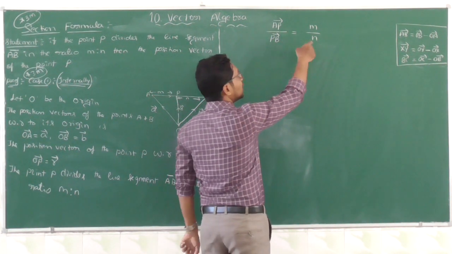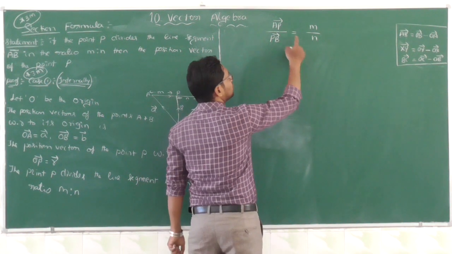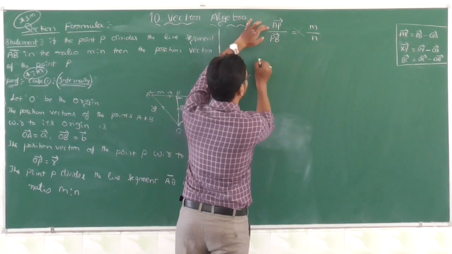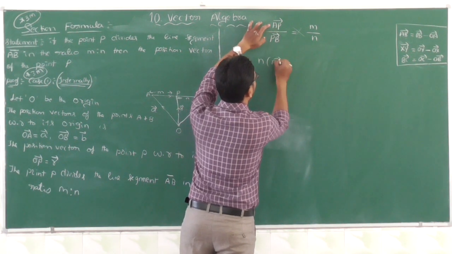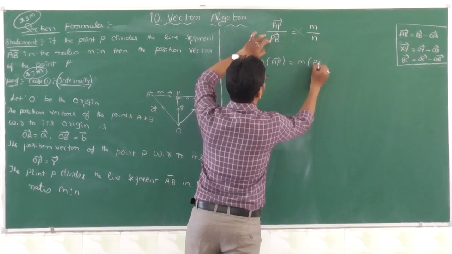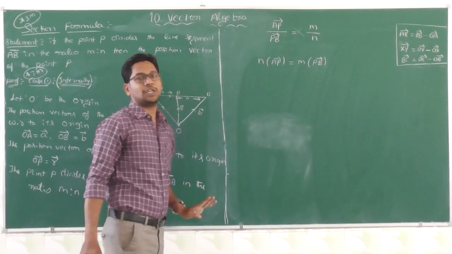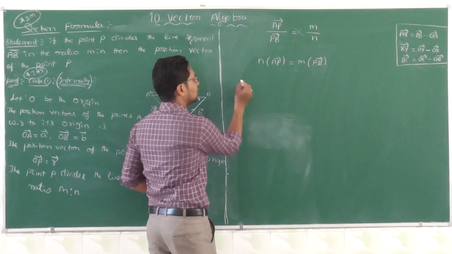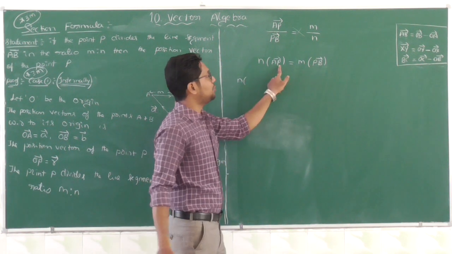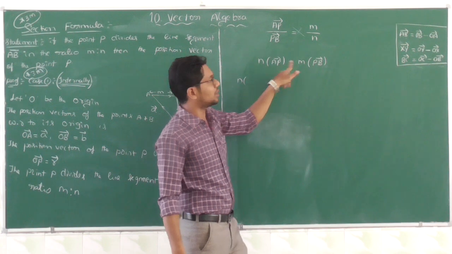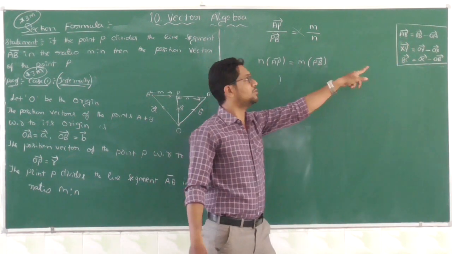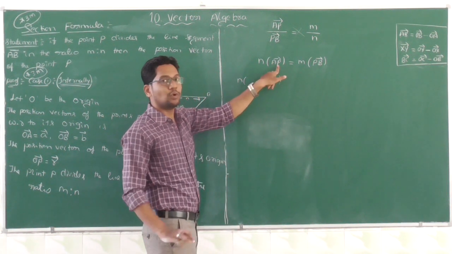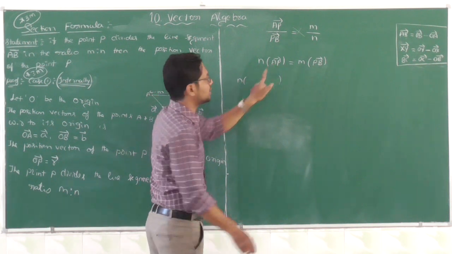Okay, before that, here we have AP vector by PB vector equals M divided by N. Take the cross multiplication. Then what we will get? N into AP vector equals M into PB vector. Next, N into AP vector. How are you going to write AP vector by using this concept? P minus A, that is OP vector minus OA vector.